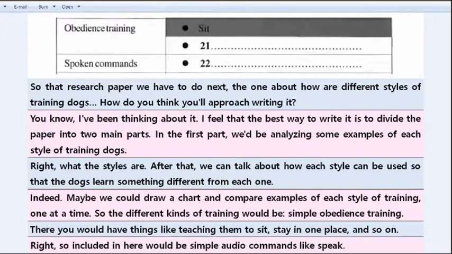Now let's go ahead and look at numbers 21 and 22 based on the listening that we just heard. So number 21, we heard sit, and okay, it comes here toward the end of this introduction. There you would have things like teaching them to sit.